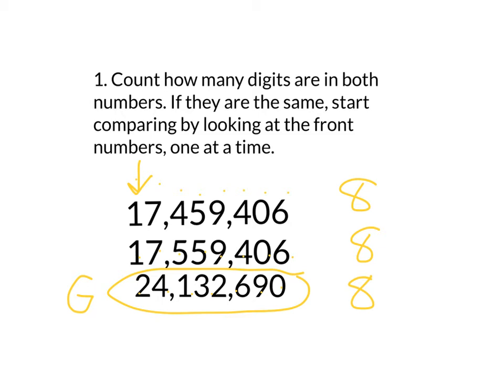So now we're going to start comparing those two. I'm going to get a different color. Now we're going to start at the front again. So we have a 1 and a 1. That's not going to help me any. So I'll cross those off. I have a 7 and a 7. Well, I still can't tell which is bigger. So now I have a 4 and a 5. Now I can tell which one is bigger. Which one is it? Of course, it's the one with the 5.